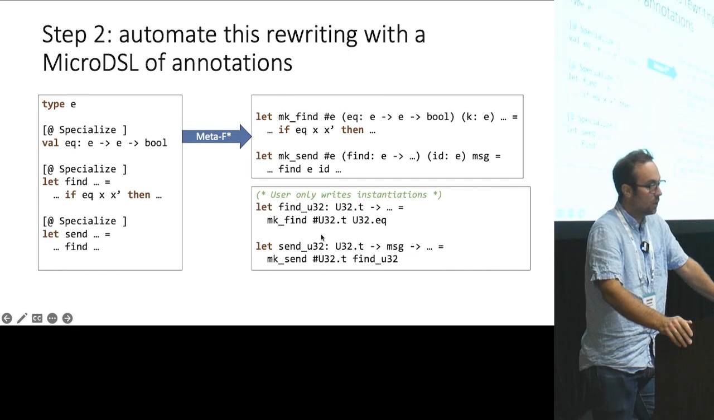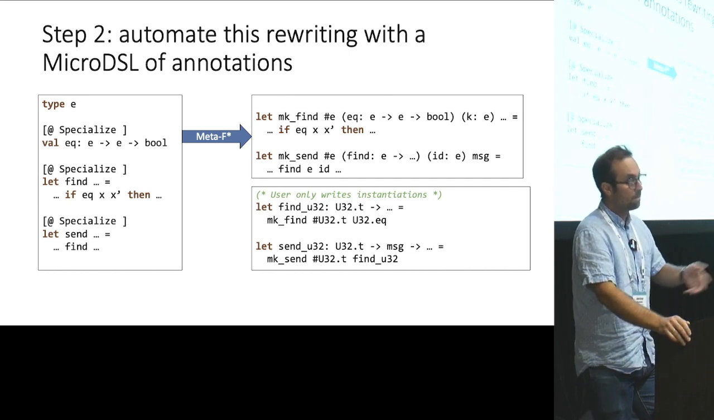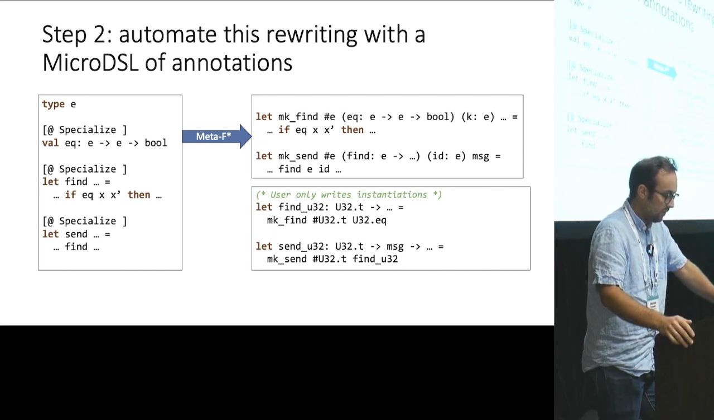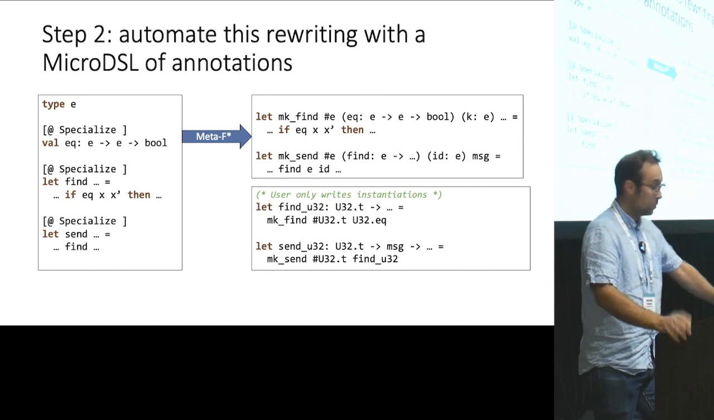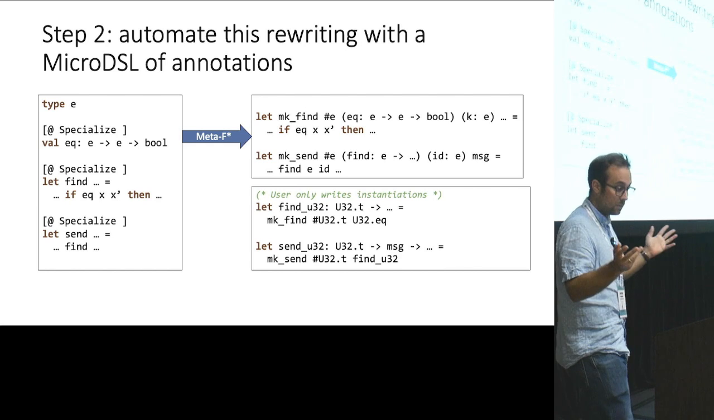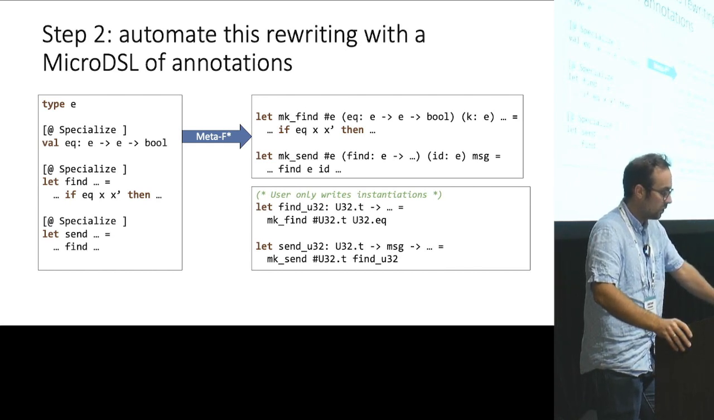We've essentially equipped F* with the ability to rewrite your code to allow you to specialize it for a given choice of equality in this example. And then you can do that as many times as you want. You can do u64.eq, you can do any other type.eq, and you're going to get specialized copies of your code for any choice of equality.